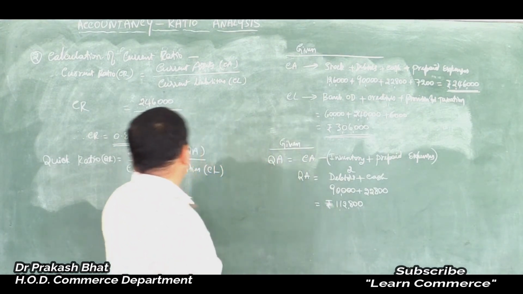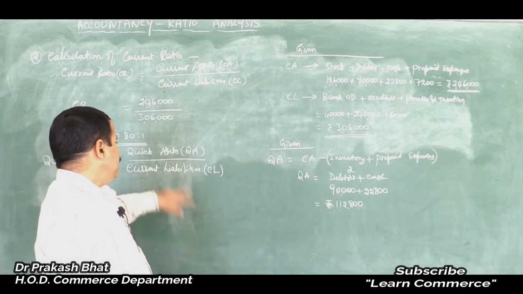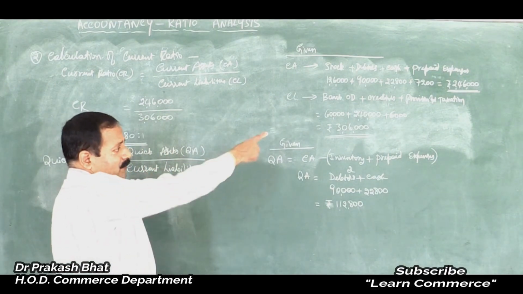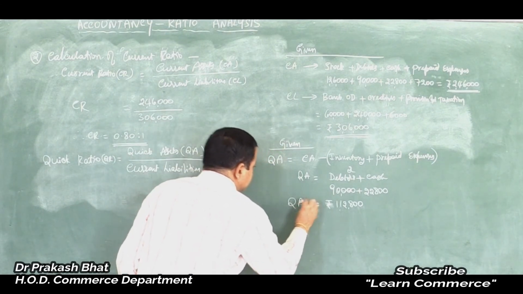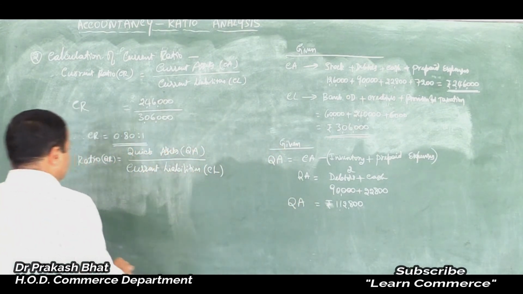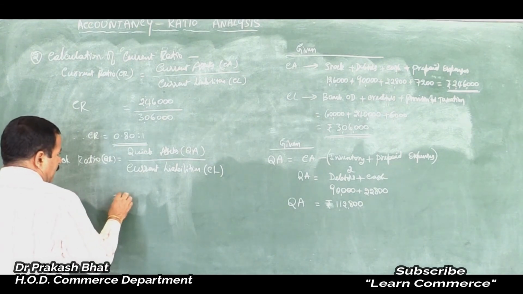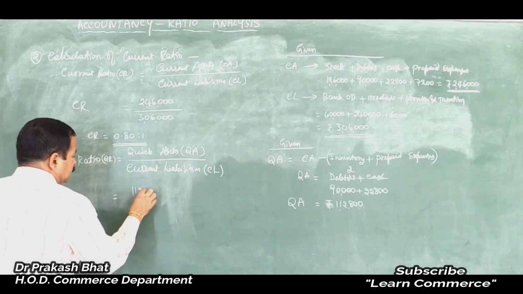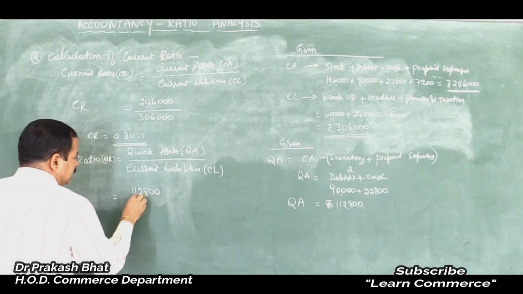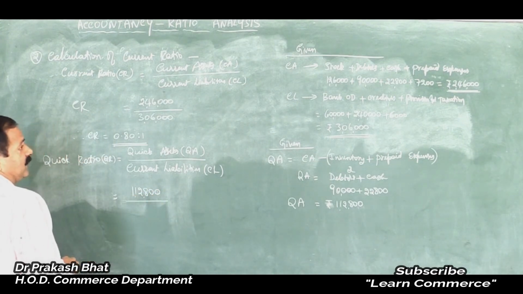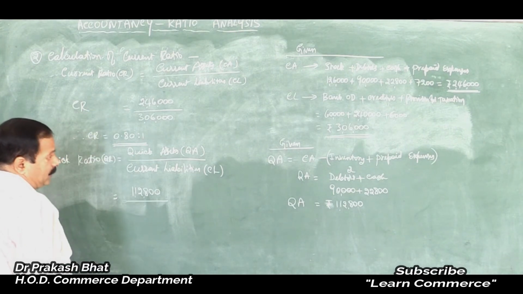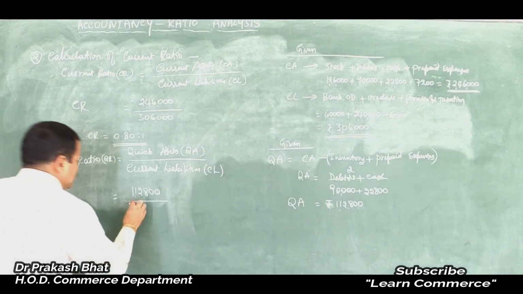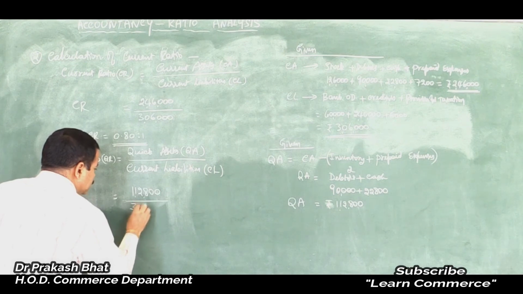And quick assets we have calculated. Current liabilities we already have. We have already calculated, no need to calculate again. Okay. Quick assets is equal to 1,12,800. Substitute the figures straight away. 1,12,800 quick assets divided by current liabilities. We have already calculated that in the previous one, that is the current ratio. While calculating current ratio, 3,06,000. Now write the amount, 3,06,000.